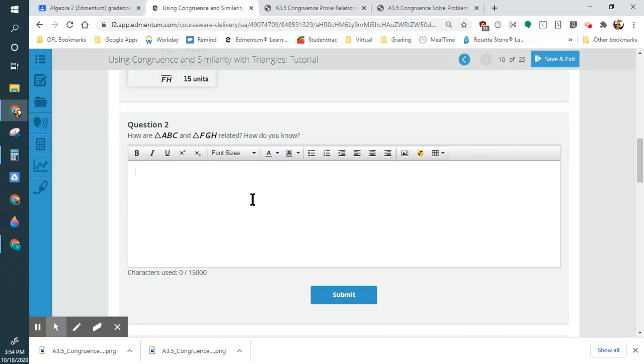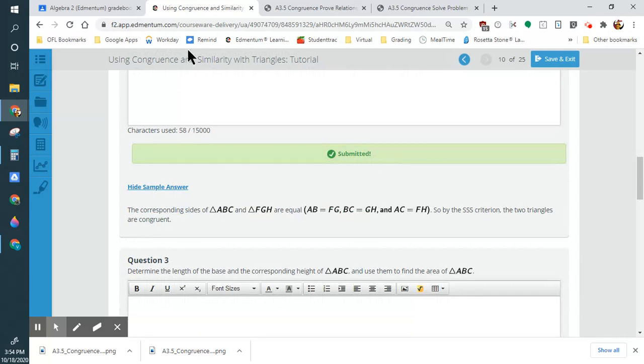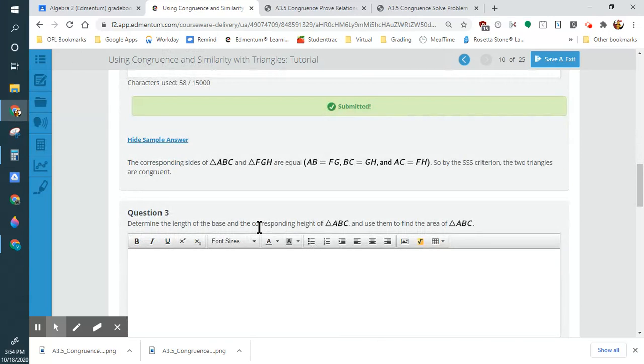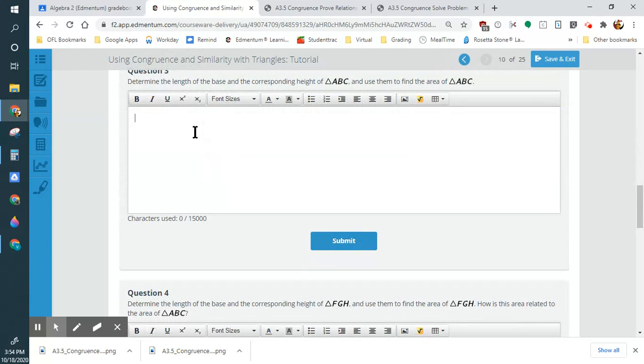How are the triangles? So these are congruent because of the side congruency theorem. I feel like Edmentum wants you to learn certain things after they've already used them. It's like, we've used side congruency before, so why are they teaching us about it now?